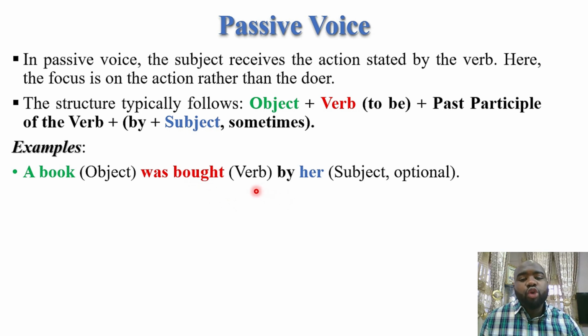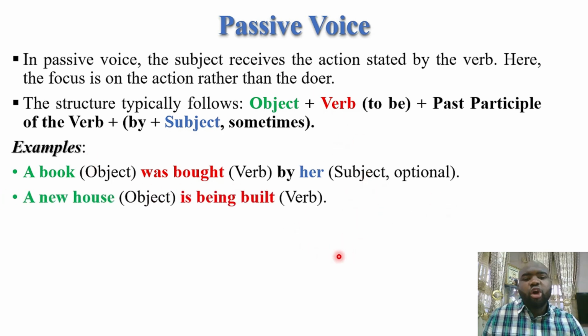Then we're going to have what? By, which is this. And then we're going to have our subject. This is the subject in object position. If this her were to be in subject position, it would be she. Since she is in object position, then it will be her. A book was bought by her. I hope you've grasped the idea behind this arrangement.